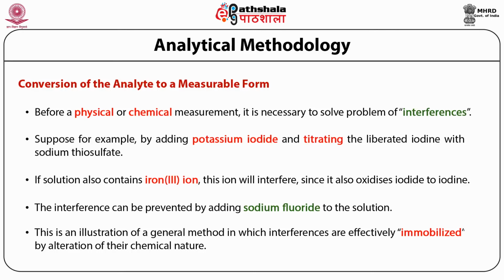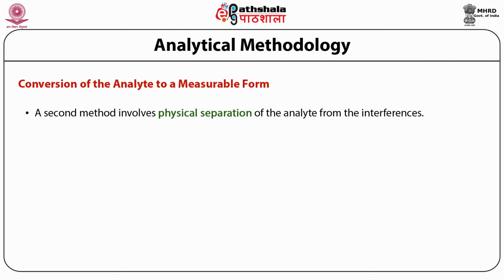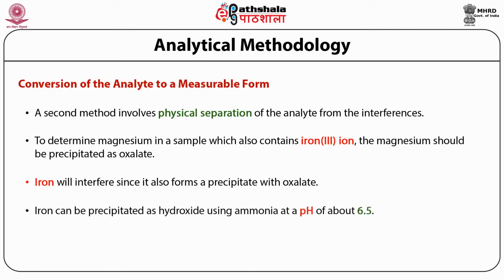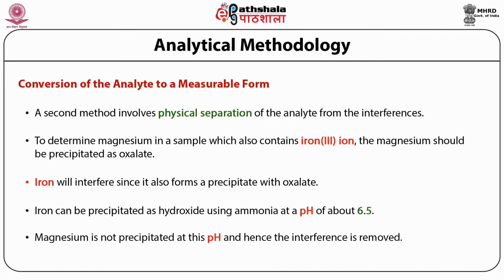the chemical nature. A second method involves physical separation of the analyte from the interferences. Suppose that one wishes to determine magnesium in a sample which also contains iron(III) ion. In such cases, the magnesium is to be precipitated as the oxalate. The iron will interfere since it also forms a precipitate with oxalate. The iron can be precipitated as the hydroxide using ammonia at a pH of about 6.5. The magnesium is not precipitated at this pH and hence the interference is removed.